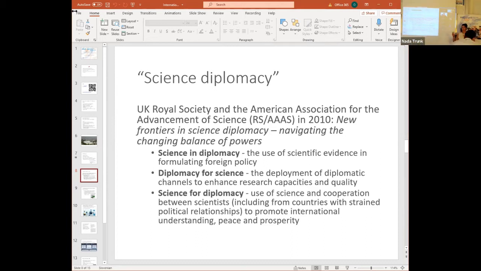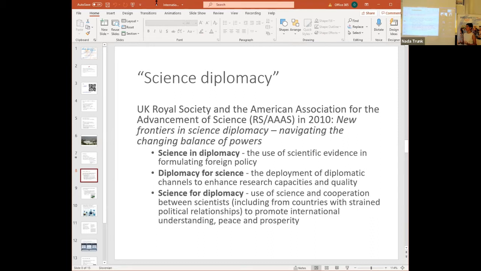And they wanted to categorize all kinds of interplay between science and foreign affairs. And they coined these three categories of science in diplomacy, diplomacy for science, and science for diplomacy. And you can see now that you're probably guessing what these are about.